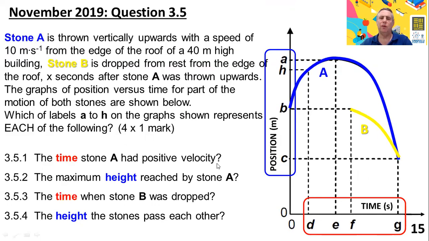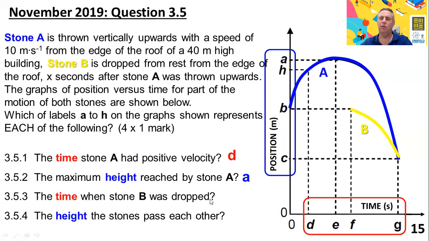The time that stone A had positive velocity, well, you see stone A goes up, which is positive, and then comes down. So the only time when the velocity was positive is time D. Don't make the mistake of putting H. H is a position, not a time. Secondly, the maximum height reached by stone A, that must be on the position graph, and you can see it's simply point A, which is the highest point in the graph.